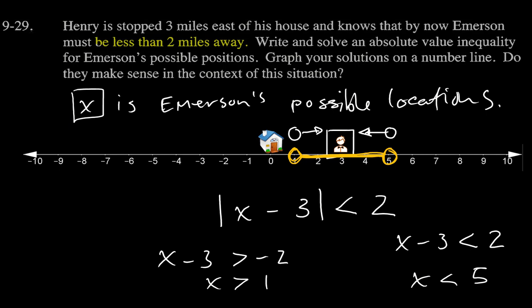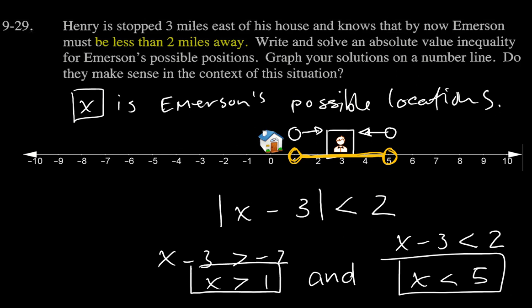Because if I said less than 5 only, that would be everything on the number line to the left of 5. And if I said greater than 1, that would be everything above the 1. So this is a spot where I have to use the word and. Both of these conditions have to be true. X has to be greater than 1 and it has to be less than 5.